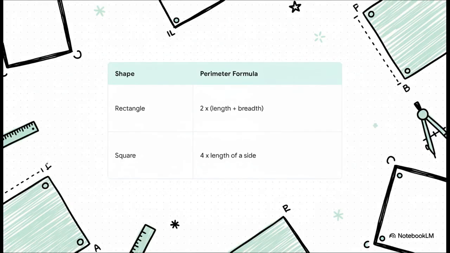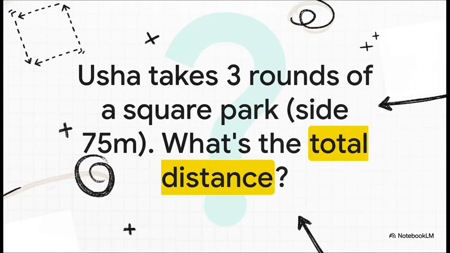And here are the magic formulas. For a rectangle, it's pretty logical, right? You just add the length and the breadth, and then you multiply the whole thing by 2, because you have 2 lengths and 2 breadths. For a square, it's even easier. All 4 sides are the same, so you just take the length of one side and multiply it by 4. Simple. Okay, theory is done.